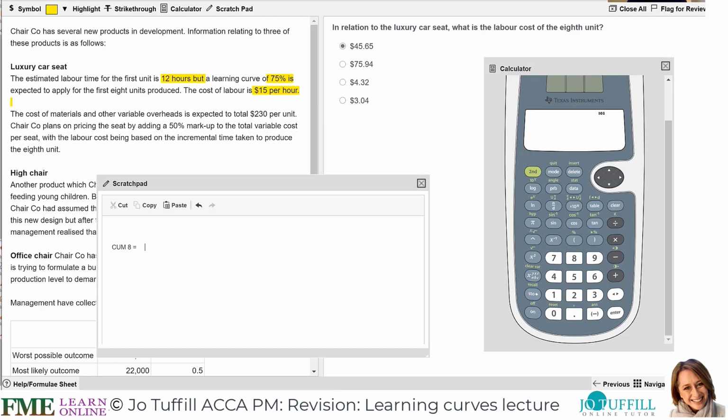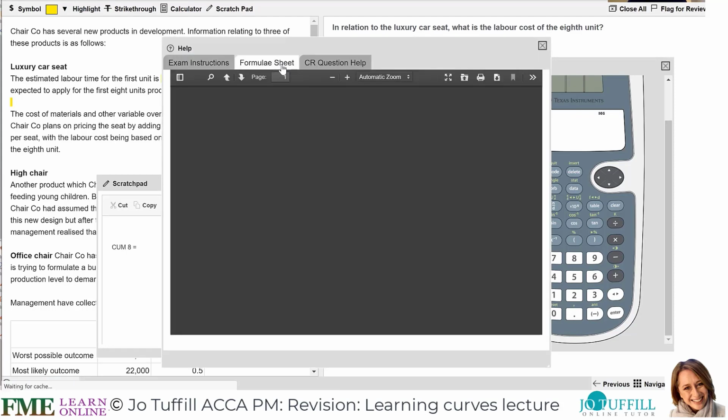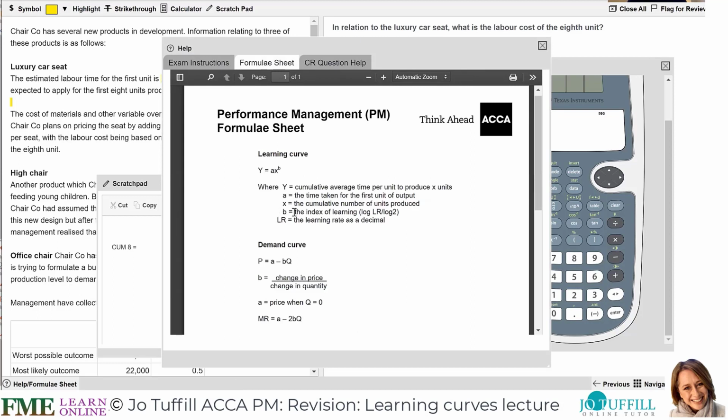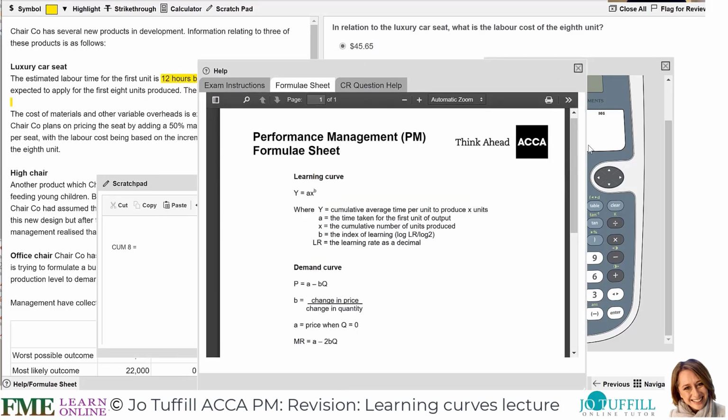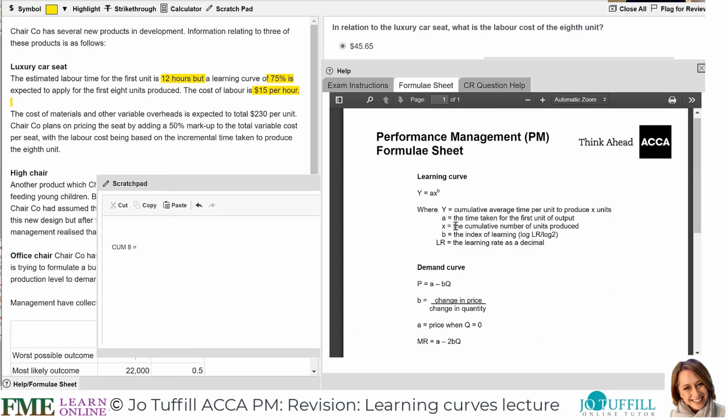So I'm typing that in my scratch pad. And you can go and check your formula from your formula sheet. Here's your formula sheet. And there's your learning curve formula to remind yourself of what you need. So you need A, which is the time taken for the first unit, which is there, 12. And you need X, which is the cumulative number of units produced, which is the 8. And then you need the index of learning, which is the log LR over the log 2. We're using LR is 0.75. Excellent. So you can see y equals ax to the b.